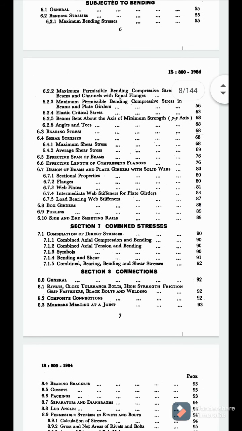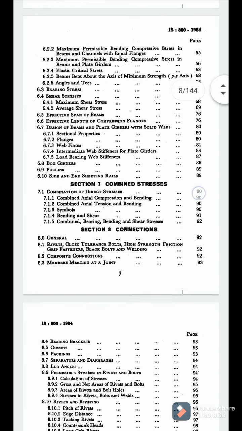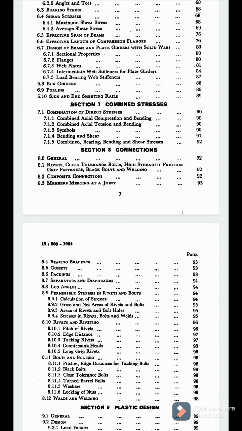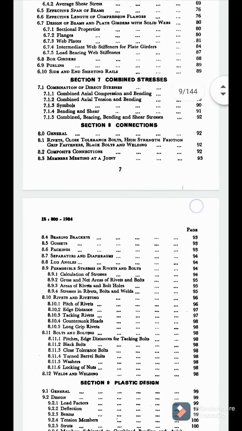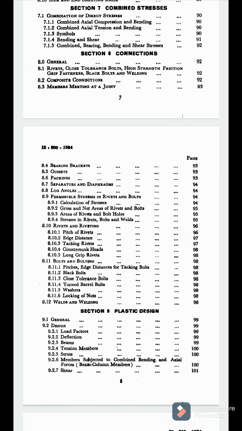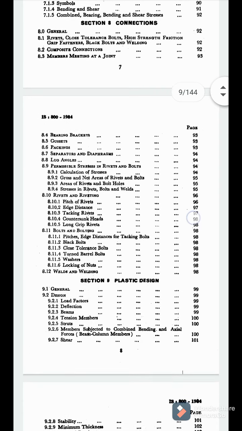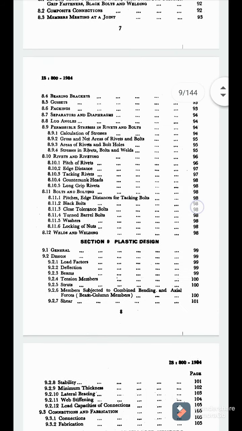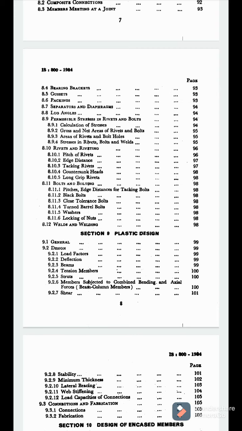Here the connection: general, riveted, closed tolerance bolt, high strength friction grip fastening, black bolt and welding, composite connection, members meeting at joint, bearing bracket, gusset, packing, separation and diaphragms, lug angles, permissible stresses in the rivet and bolts, calculation of stress, gross and net area of rivet and bolts, area of rivets and bolt holes, stresses in rivets and bolts and welds, rivet and riveting, pitch of rivet, edge distance, tacking rivet, countersunk head, long grip rivet, bolt and bolting, pitch and edge distance for tack bolt, black bolt, closed tolerance bolt, turn barrel bolt, washer, locking nuts and welding.